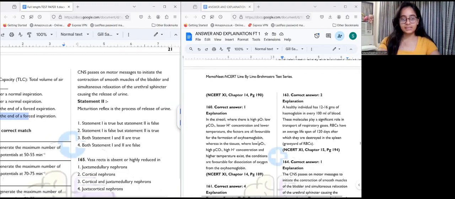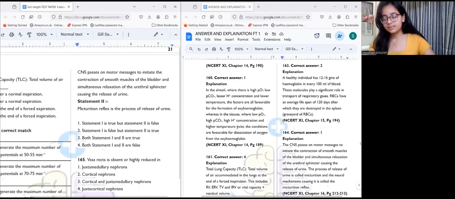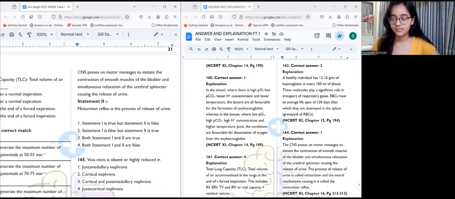Is it correct? Let's see. So 164, the answer is 1. Statement 1 is true, statement 2 is false. So what happens? The CNS passes on motor messages to initiate the contraction of the smooth muscles of the bladder.